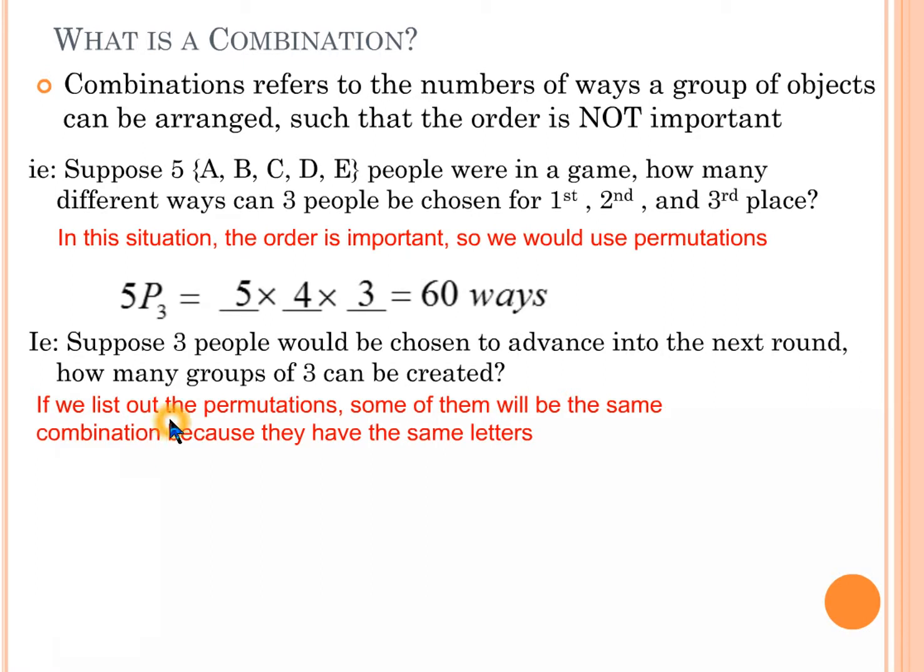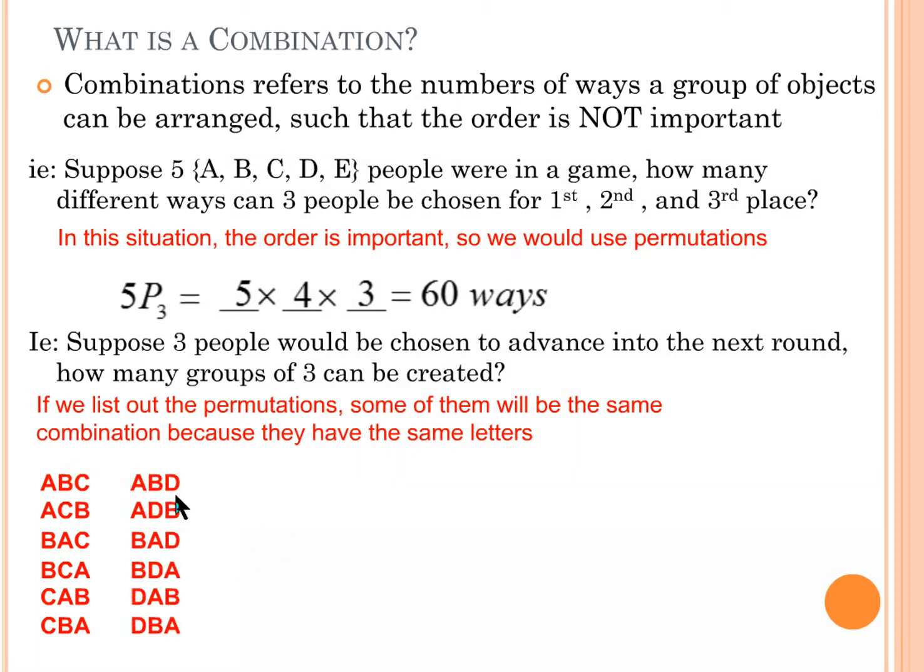If we list out the permutations, some of them will be the same combination because they have the same letters. Okay, so let's take a look. I have ABC, ACB, BAC, BCA, and so on. So basically, from the group of 5 people, A, B, C, D, E, I'm just gonna get 3 of these people and arrange them. So here's my A, B, C, and then I might take the C guy out and put the D guy in.